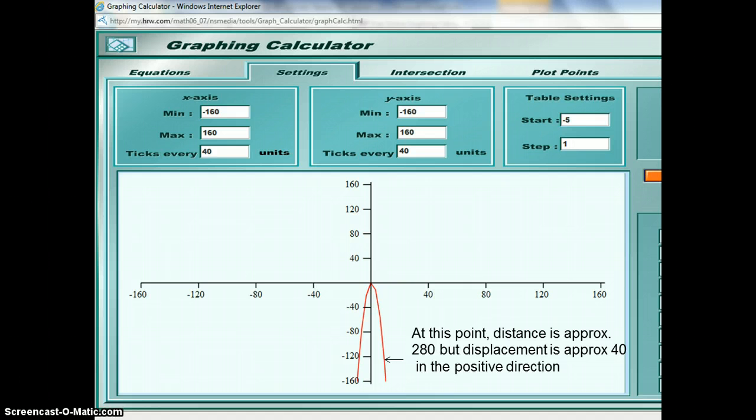That means in terms of total distance, this object has moved 280, but its displacement, okay, how far it is from where it started, if you assume it started at negative 160, is only 40, because it now has ended up at where the arrow is at negative 120. So displacement would be 40 in the positive direction.